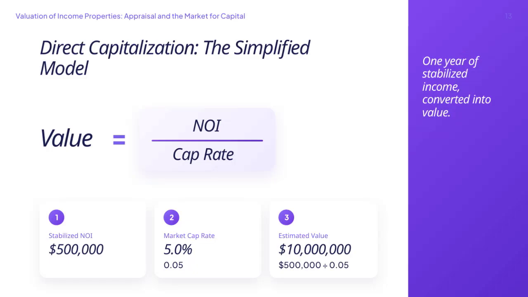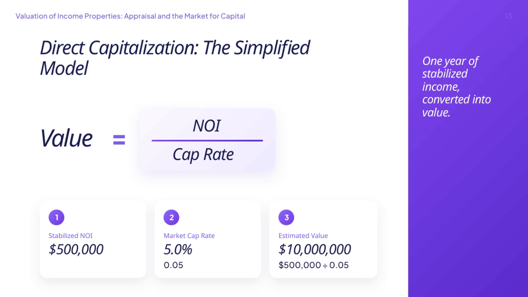Here we're looking at the direct capitalization method, which is a straightforward way to value income-producing properties. Essentially, this approach takes 1 year of stabilized net operating income, or NOI, and converts it directly into an estimate of the property's value. The formula you see here is the NOI divided by the market capitalization rate, often called the cap rate. In this example, the stabilized NOI is $500,000, and the market cap rate is 5% or 0.05. When we divide $500,000 by 0.05, we get an estimated value of $10 million.